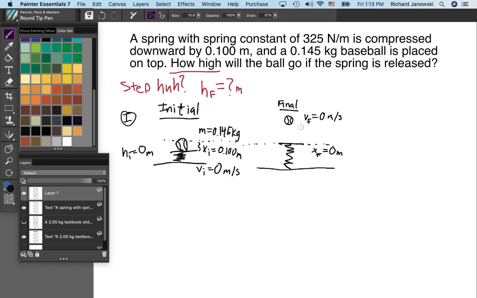And the last thing we want to know is H final. What height is this at? We don't know this. This is actually what we're looking for in this problem. So H final is question mark meters.